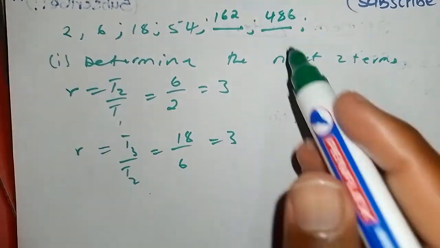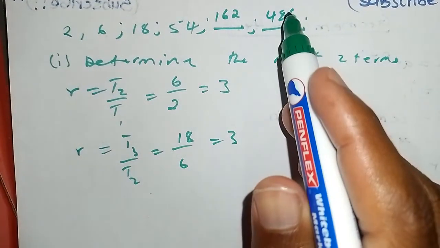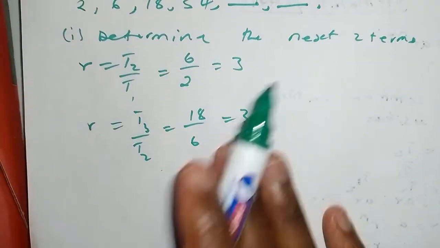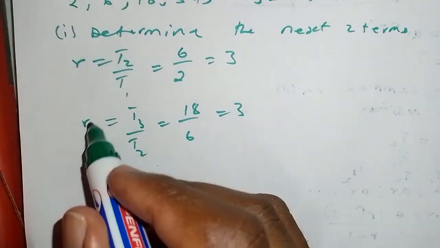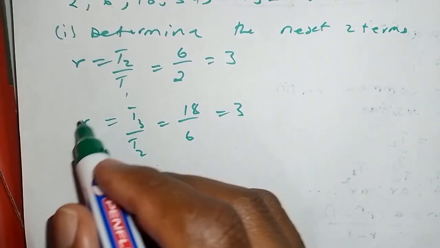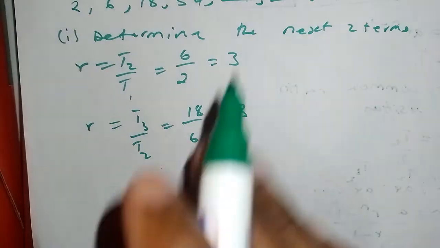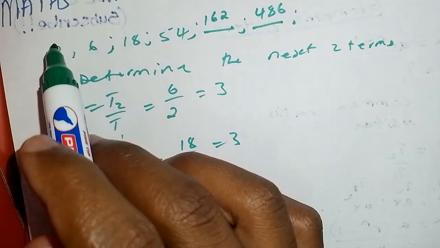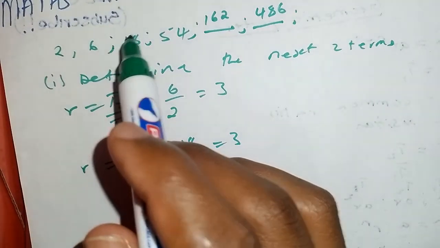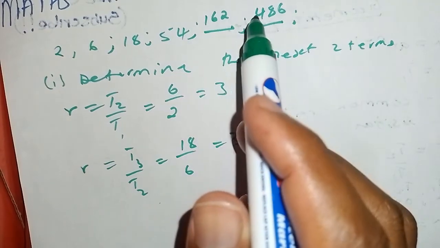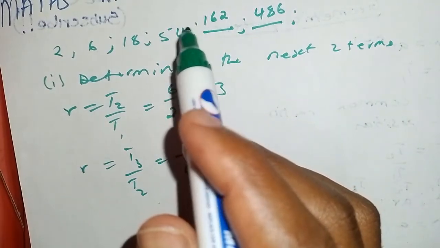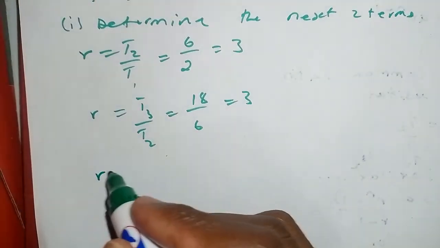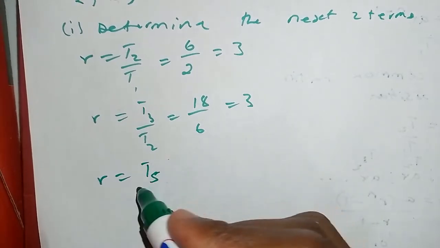If you are wondering, why do I say multiply? Let me show you from this formula. I have the value of r, right? What is my value of r? It's 3. Then check here. This is my term 1, term 2, term 3, term 4. I need term 5 and term 6, right? So for me to get term 5, I can just say r is equal to term number 5 divided by term number 4.